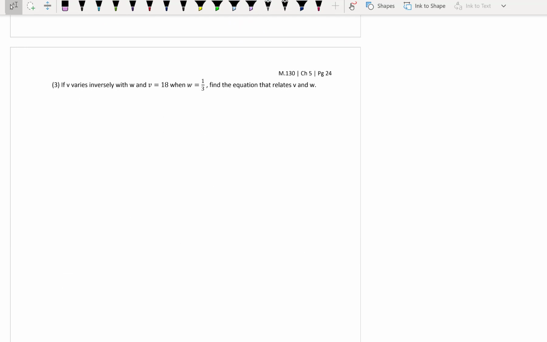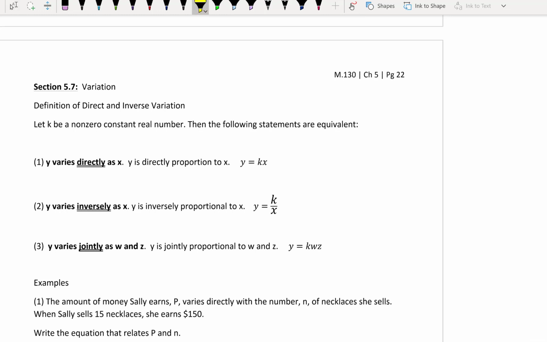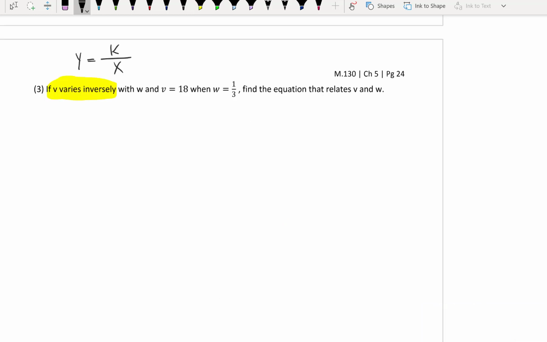Now for number 3, it says if V varies inversely with W and V is equal to 18 when W is equal to 1/3, find the equation that relates V and W. So for this one, my main concern is varies inversely. So we are going to take a second and look up the varies inversely. So if I'm looking at varies inversely, then I have this fraction where y is equal to k over x. So I'm going to go ahead and write that down. So I went ahead and wrote down that y is equal to k divided by x.